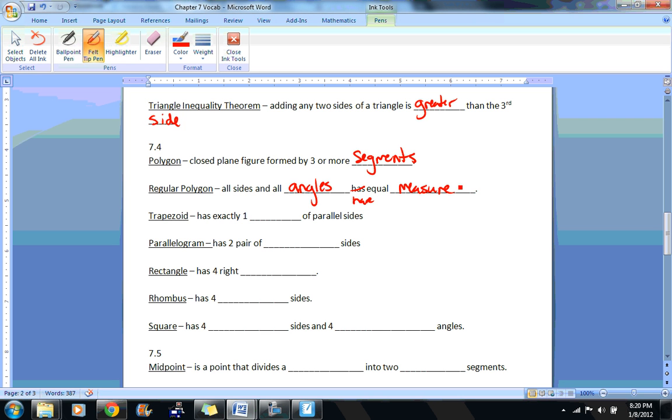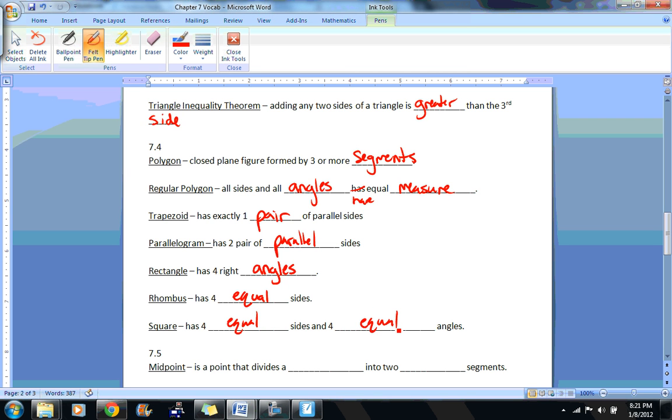A trapezoid has exactly one pair of parallel sides, and a parallelogram has 2 pairs of parallel sides. Okay, so a trapezoid is like half of a parallelogram. A rectangle has 4 right angles. A rhombus has 4 equal sides. And a square is a combination of a rectangle and a rhombus. It has 4 equal sides and 4 equal angles.